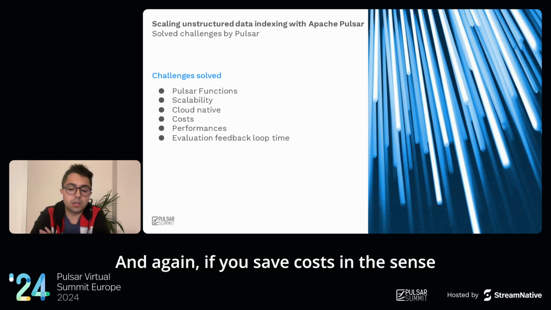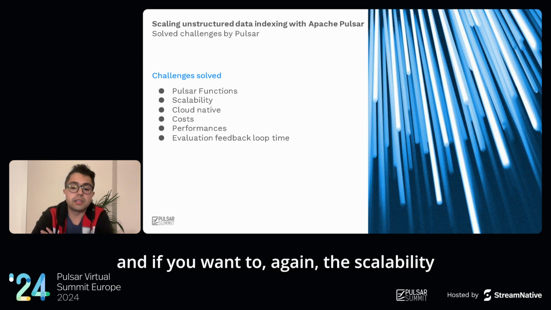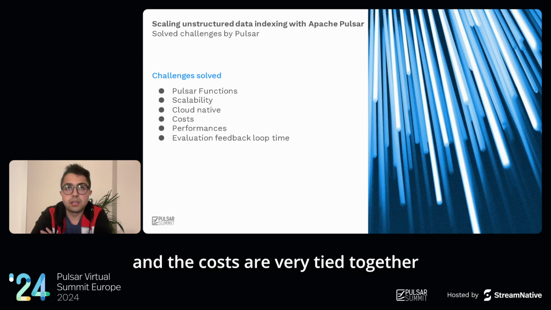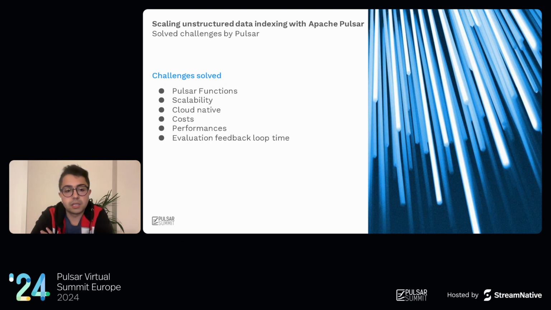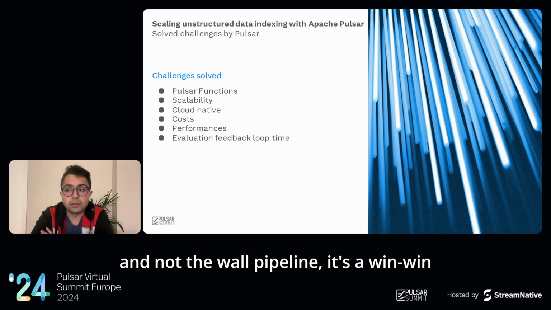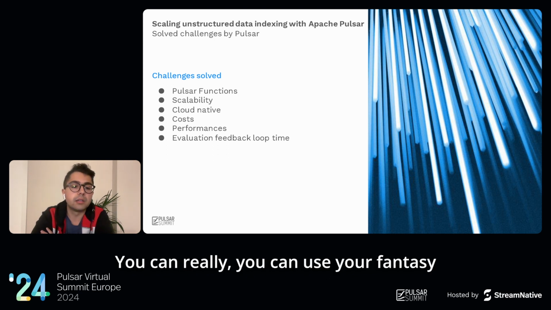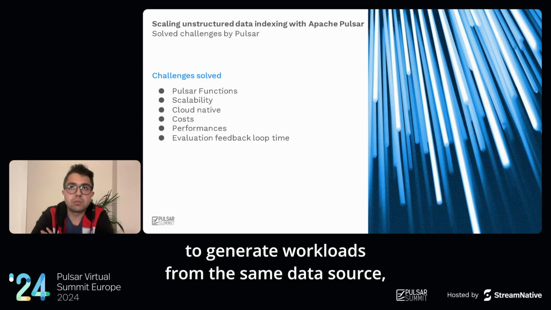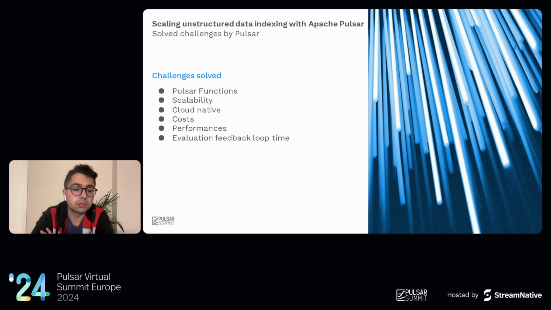And again, you save costs in the sense that the scalability and the costs are very tied together, because if you can scale better, it will save costs. And if you want to replay some data and not the whole pipeline, it's a win-win, because you replay only the data that you need, and you can replay them in parallel. You can use your fantasy to generate workloads from the same data source, which is the Pulsar topic, that is the output of our Pulsar source.